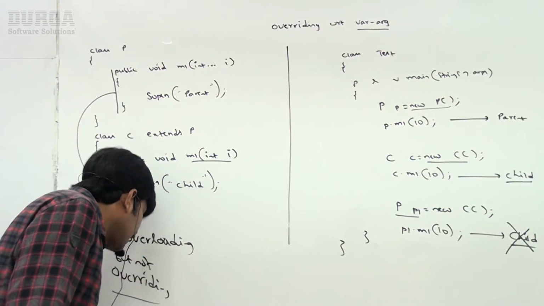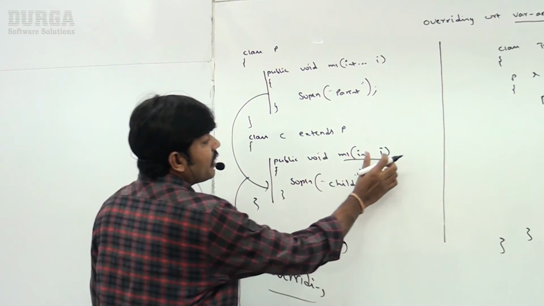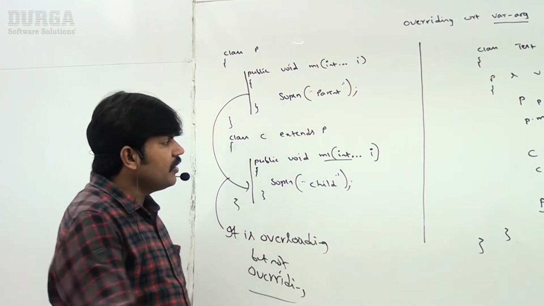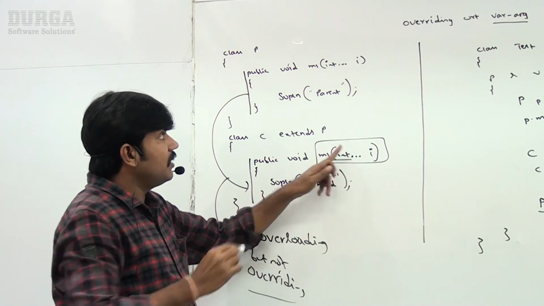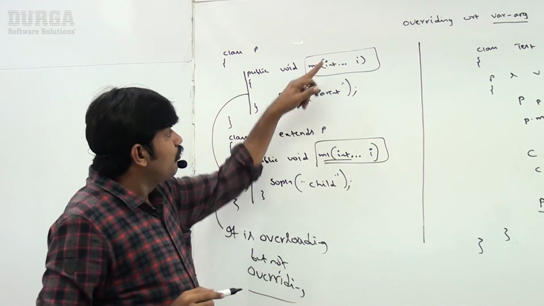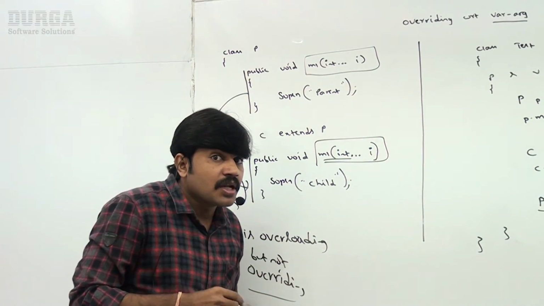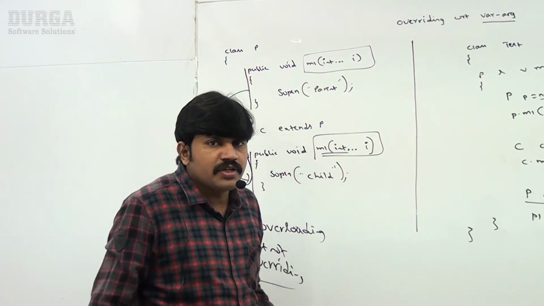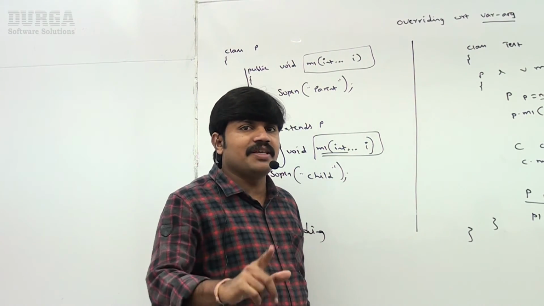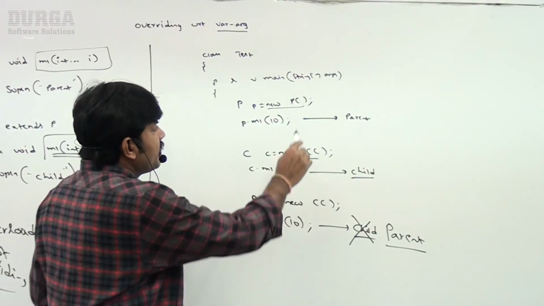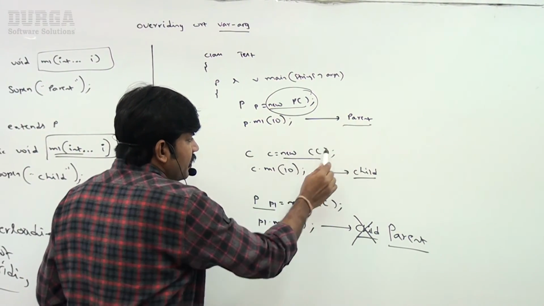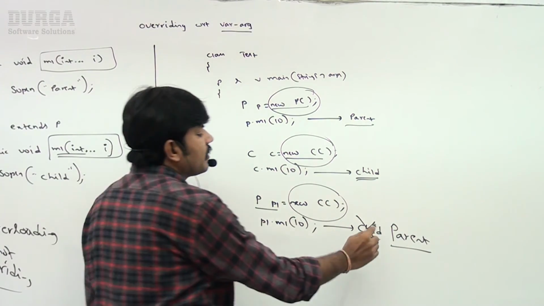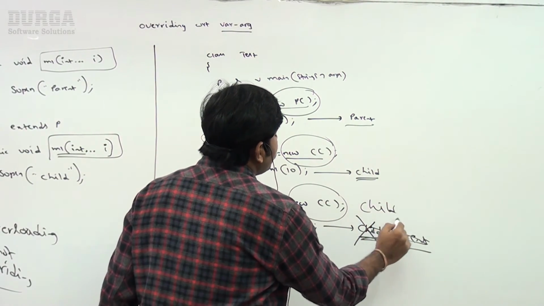Observe carefully, here I am taking m1 of int... Are you getting it? Now the child method is also vararg, and the parent method is vararg. If both are vararg, it will become overriding. In overriding, method resolution is always taken care of by the JVM based on the runtime object. So here which object are we using? Parent object. Here? Child object. Here? Child. That's why by default we are going to get the child method.